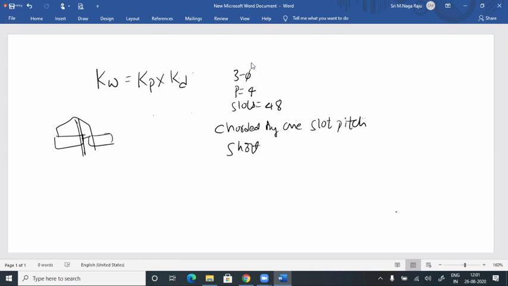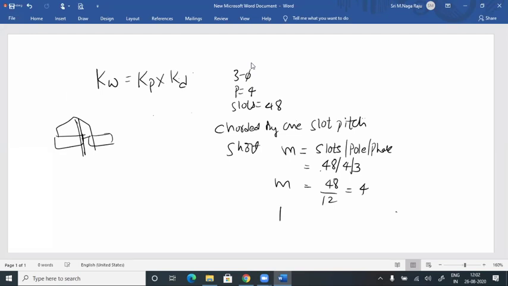Now first find the value of M. What is M? I'm repeating again: slots per pole per phase. So total how many slots do we have? 48, divided by how many poles? 4 poles. How many phases? 3 phases. So 48 by 12 is 4. M value is equal to 4.